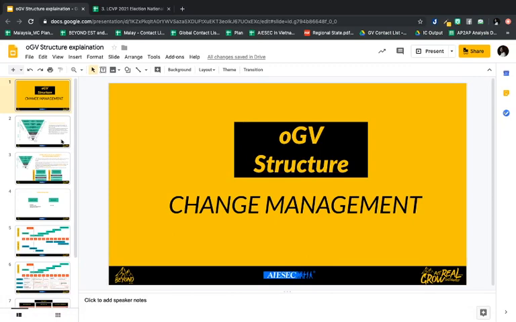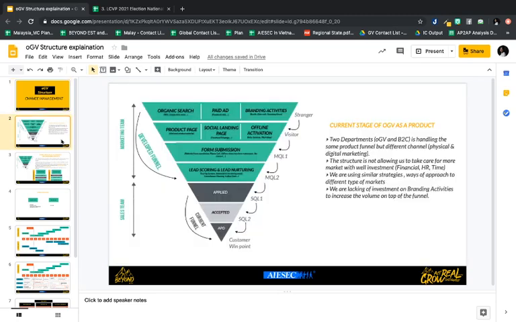So today I am going to talk about oGV structure change management. First of all, I will go to the why. I want you to understand the current state of oGV as a product. In here, we call it the marketing and sales funnel.